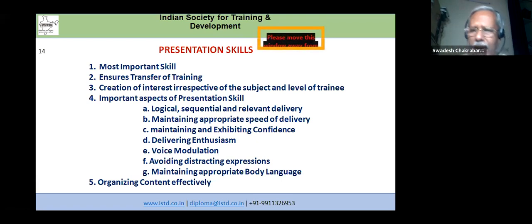Then there are certain other important aspects in presentation skill. The delivery must be logical, sequential, and relevant. It should be presented logically so that people can accept it sequentially. It should be relevant to the subject matter, whatever he is talking about. He should be able to maintain appropriate speed of delivery. If you become too fast, people will not be able to accept it. If you become too slow, people will become impatient to listen to you and you will not be accepted.